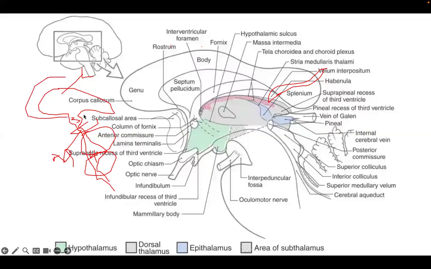Now, around here, you have the cerebrum. Around here, you have the diencephalon. Around here, you have the midbrain around the aqueduct. Around here, you have the pons. Around here, you have the medulla. Any further questions?